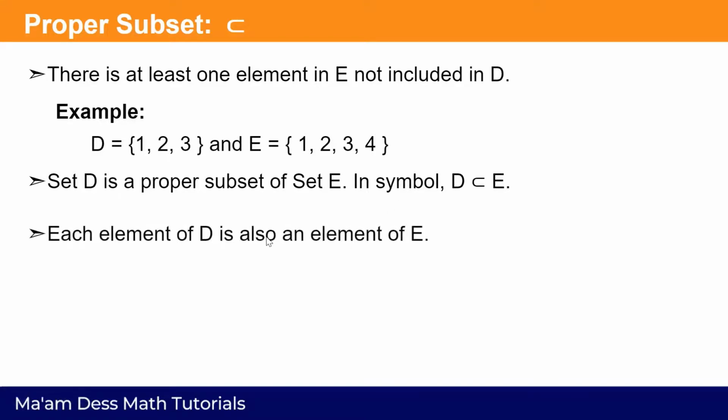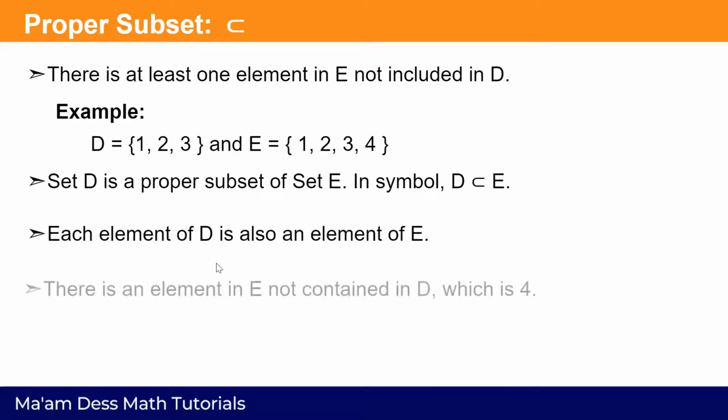Each element of D is also an element of E. So all the elements of D are also in set E. And again, it is a proper subset. Next, there is an element in E not contained in D, which is 4. That's what I said a while ago. The 4 is not in D. And then D is a proper subset of set E.